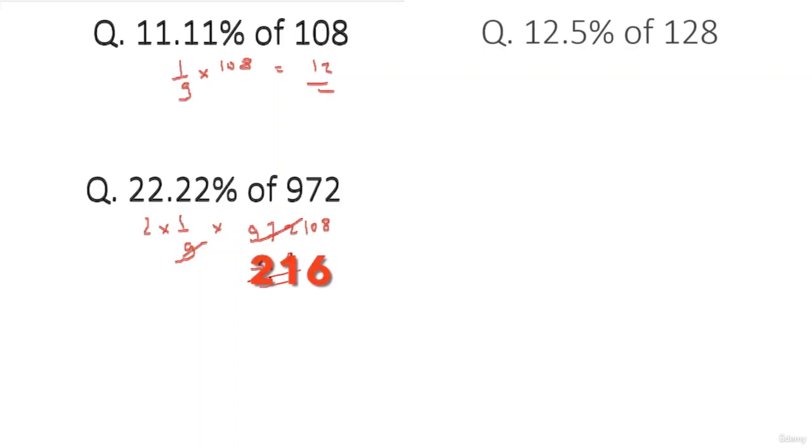Let's go on to the next question, guys. The next question will be 12.5% of 128, and 12.5% from the table you can check. It's basically 1 by 8. So I'm asking you 1 by 8 of 128. So 8, if you know tables, 16 8s are 128. Or that directly you can write 16.